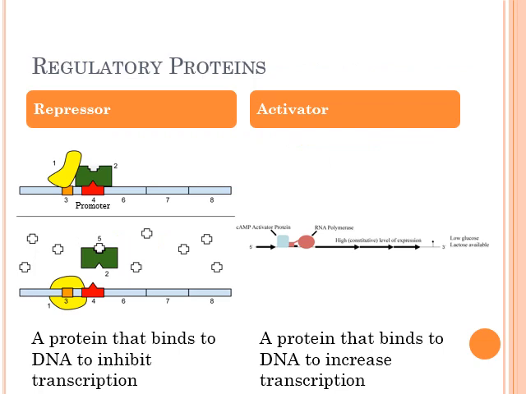You have what are known as repressors and activators. Okay, so get this. A repressor represses transcription. A repressor prevents the polymerase from binding.